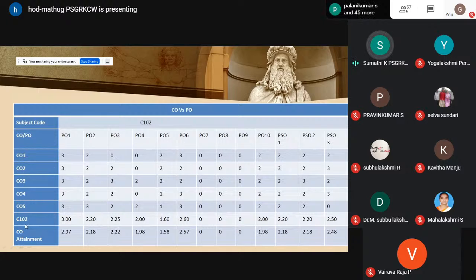So this is the subject. For the entire course, I have found out the average. Once you have found out the arithmetic mean, then I am calculating the CO attainment. Now, the CO attainment is different. Here it is 3, here it is 2.9. How is the CO attainment calculated?